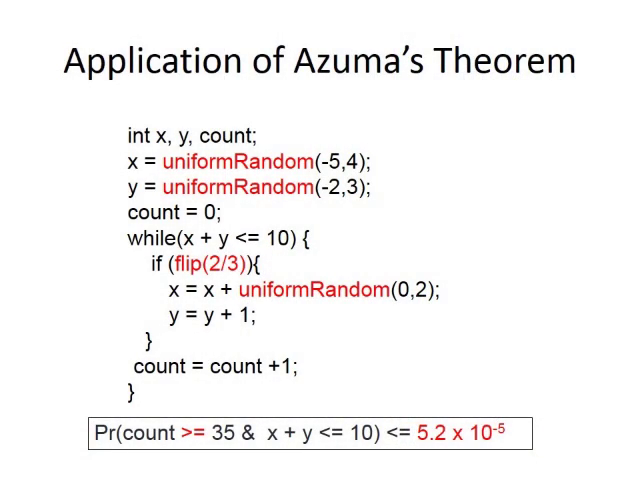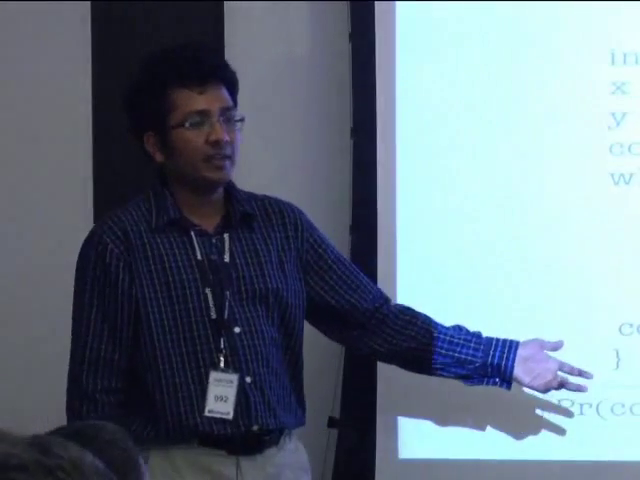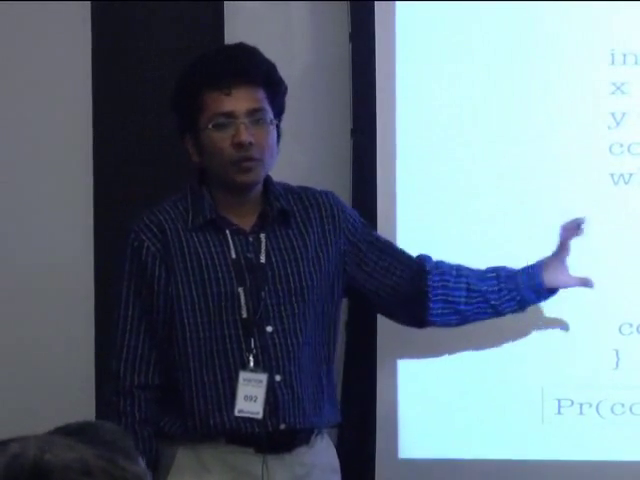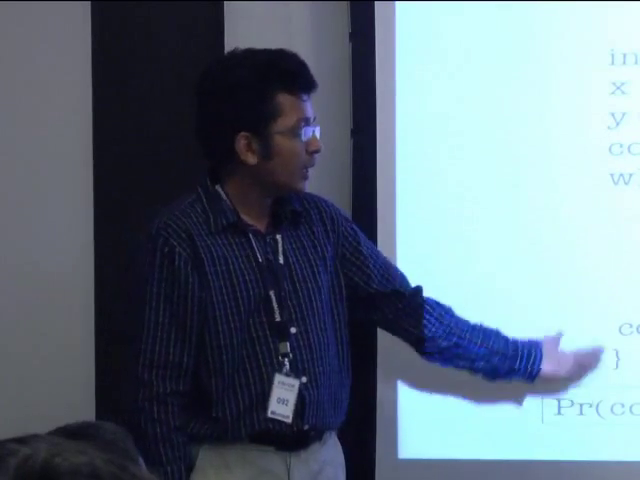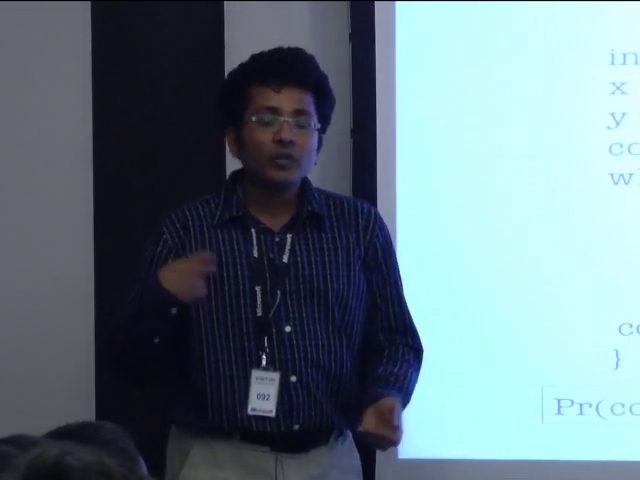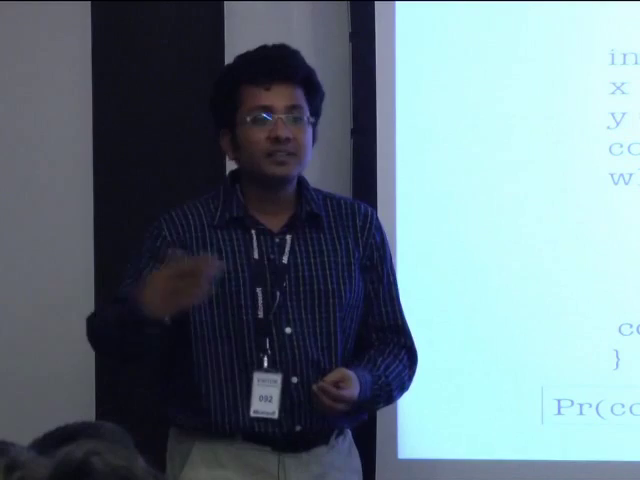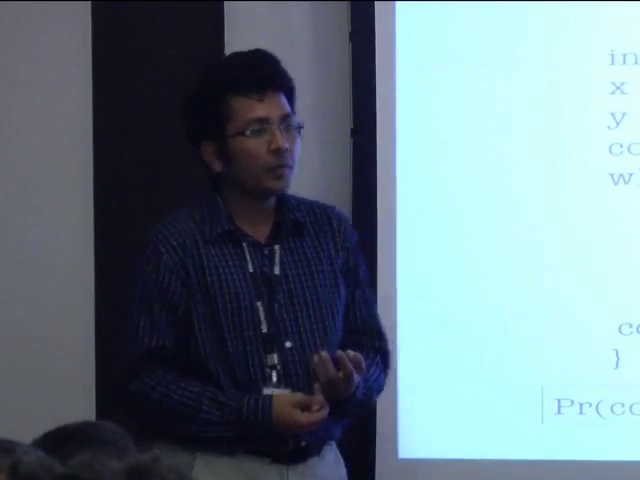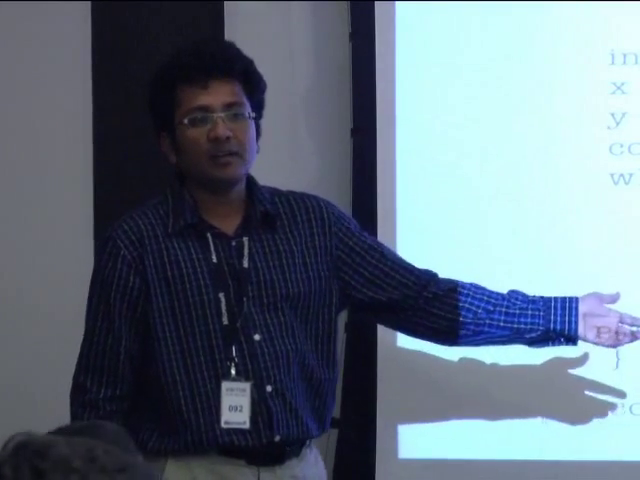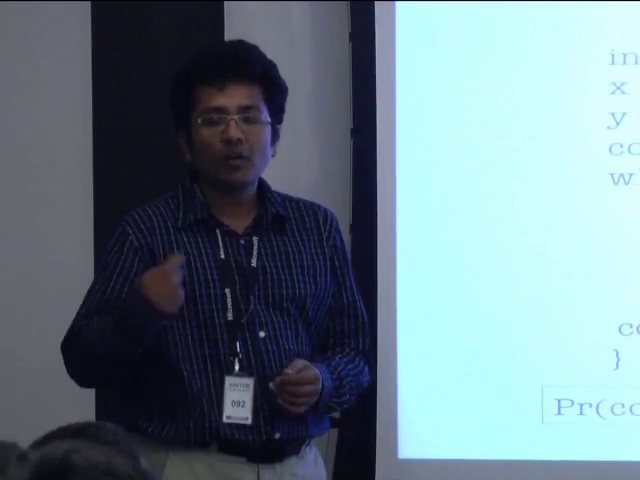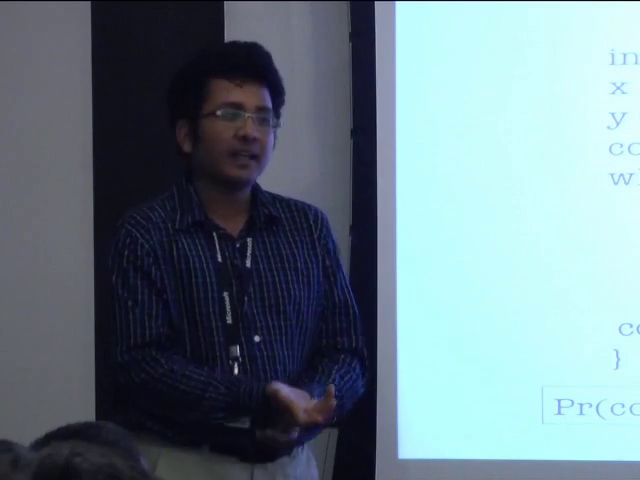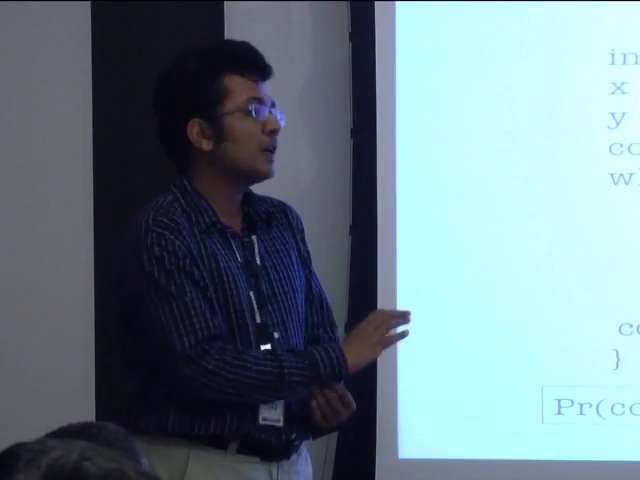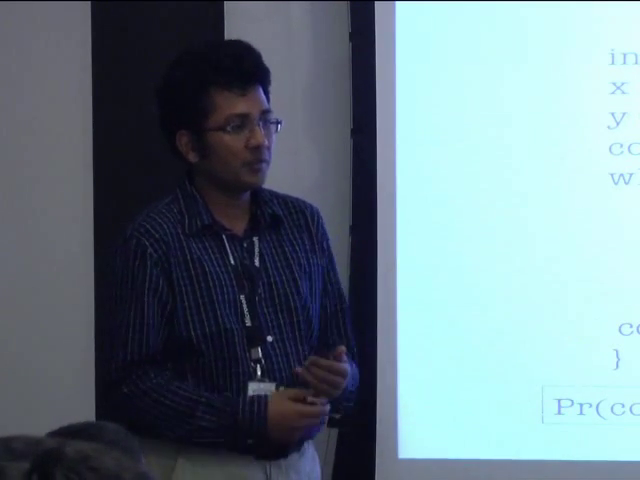For example, we can ask a very simple question: count greater than or equal to 35, and I haven't yet terminated. Okay, it's not the original question, but it's a related question. Now, how do you find out? What we can do is we have to do a series summation, but that's a little bit harder to do. But if you can conquer the act of mechanizing this, then you can start to use martingales to prove some very cool things about these programs, right?